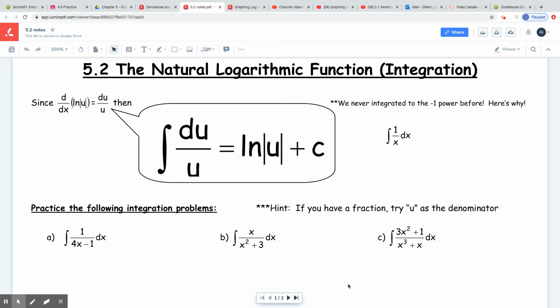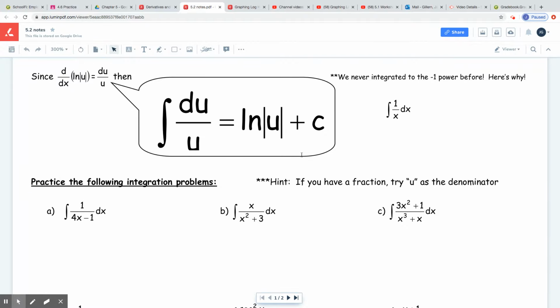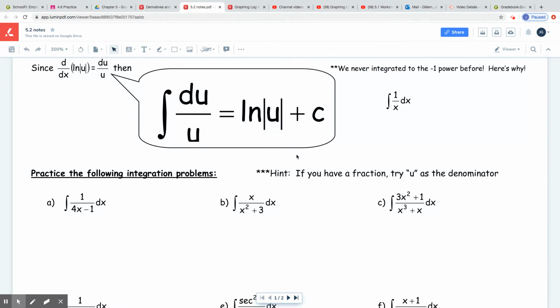All right, so today we are going to finish up our notes from 5.2, which is integrating stuff with the natural log. Just remember, the integral of du over u is equal to the natural log of the absolute value of u plus c. It basically gives us another way of being able to pick something for substitution.